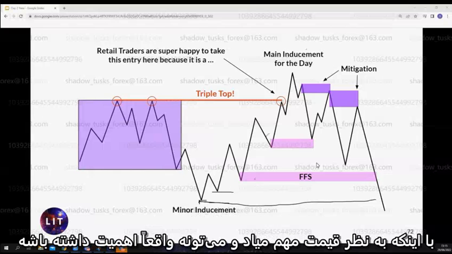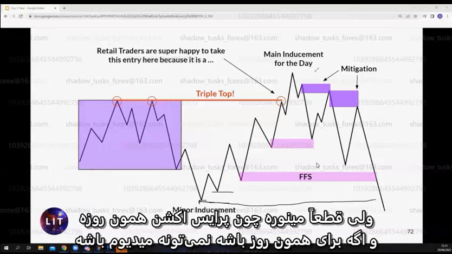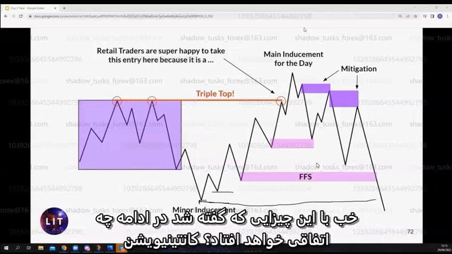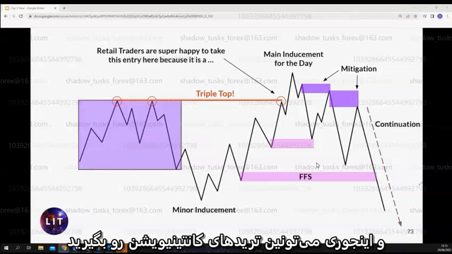Even though it does look significant, and it can be, it of course is minor purely because it's the same day's price action. It can never really be a medium inducement if it's the same day. So with that being said, of course, what happens then? It forms the continuation, and that's how you can trade your continuation trades.